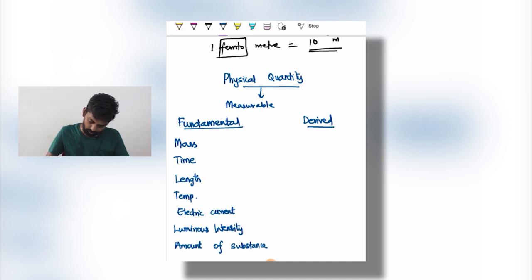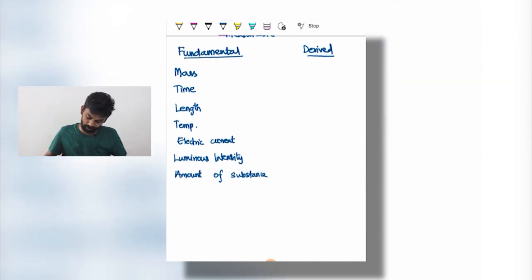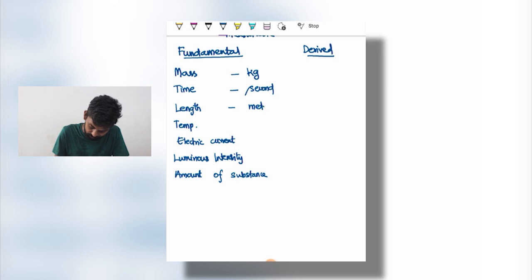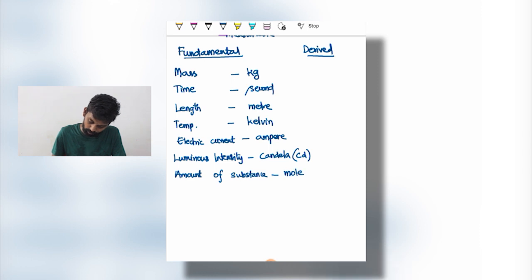I am also writing their respective units next to them. Unit of mass, kilogram; time, second; length, meter; temperature, Kelvin; electric current, ampere; luminous intensity, candela, denoted by CD; amount of substance, mole, denoted by MOL.